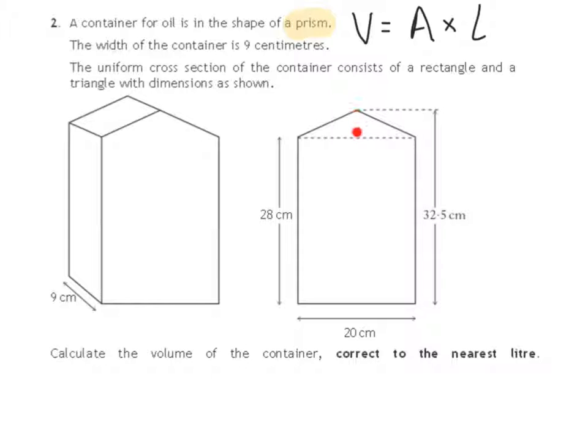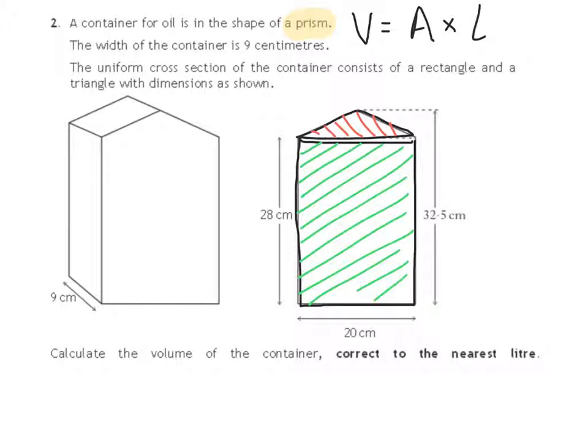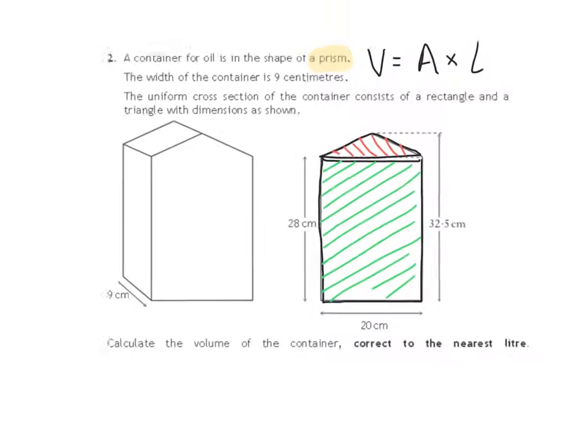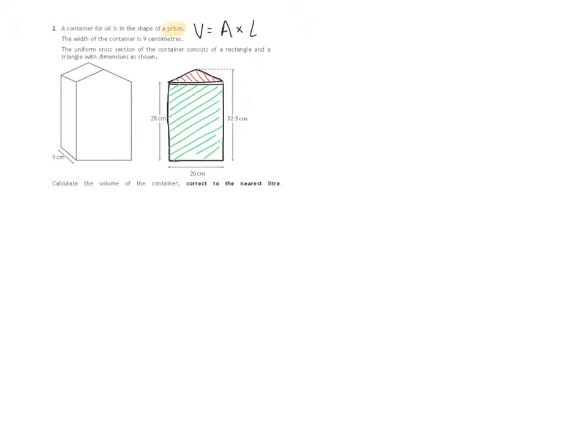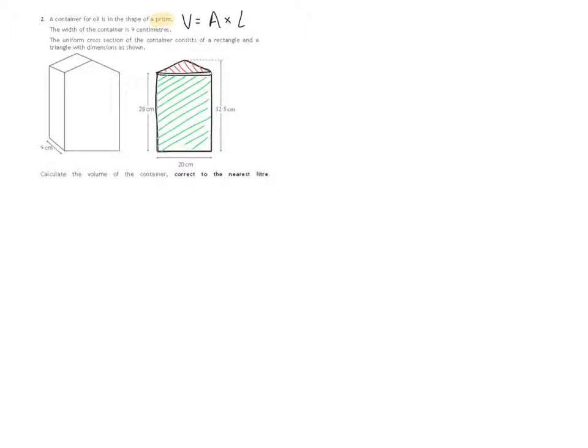The height of the triangle, however, this part from here to here, isn't stated. But it should be obvious that it's just the difference between the height of the whole cross section, take away the height of the rectangular part, leaving us with the height of the triangle, which will be 4.5 in this case. In order to clearly distinguish the two separate area parts, I've coloured in the rectangle green and the triangle red. I'll now give us a little bit more space to work out the area of both of those parts.